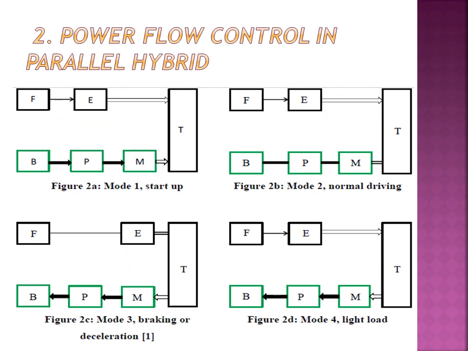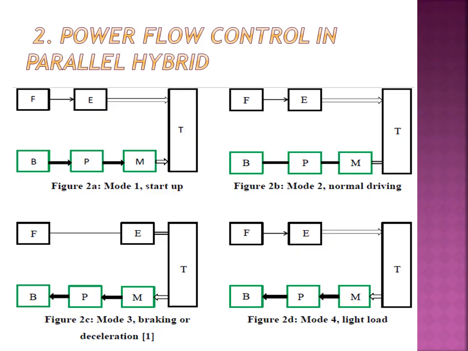Power flow control in parallel hybrid. In mode 1, during startup or full throttle acceleration, both the ICE and the EM, that is the electric motor, share the required power to propel the vehicle. Typically, the relative distribution between the ICE and electric motor is 80 to 20%.